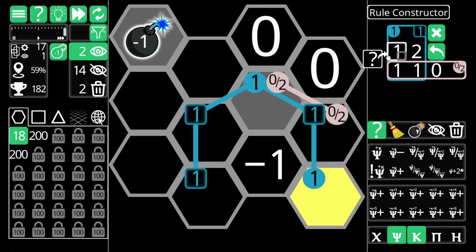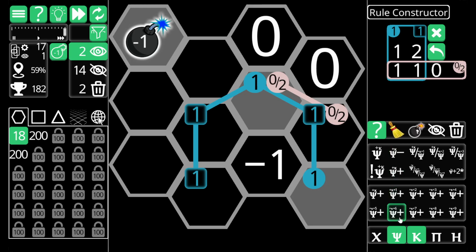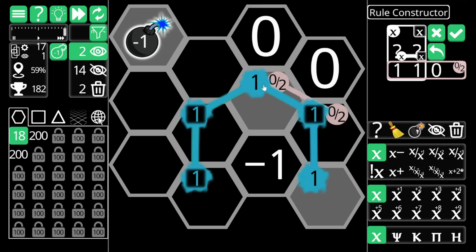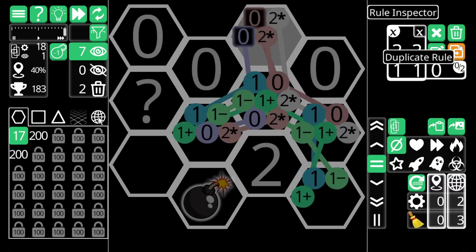So if there's an X-sized positive and negative region, and the 0 or 2 straddles it, then we can make another X-sized positive or negative region in the part that doesn't overlap. Ah, and that solved it.